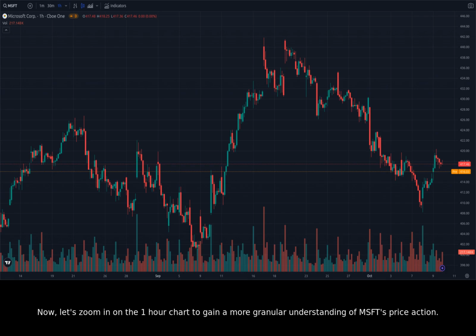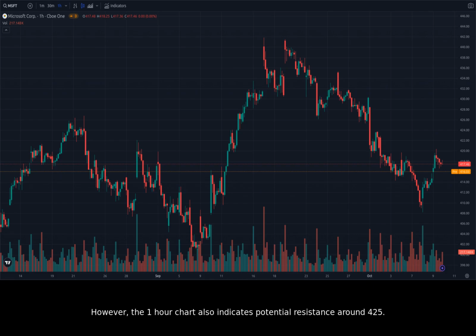Now, let's zoom in on the 1-hour chart to gain a more granular understanding of MSFT's price action. Looking at the past week, the stock has been consolidating within a tight range, hovering between 415 and 425. This consolidation phase suggests that traders are unsure about the direction of the stock. We can also observe that the price has been bouncing off the 415 support level. This suggests that there may be buyers stepping in at this price level, potentially preventing further declines.